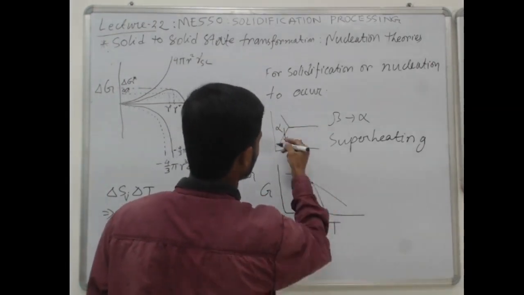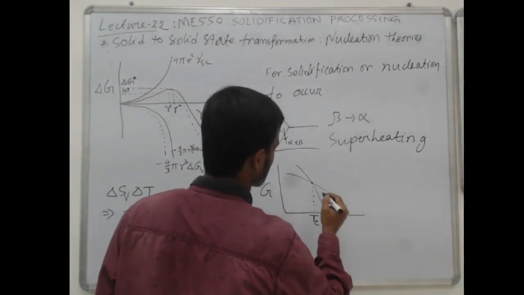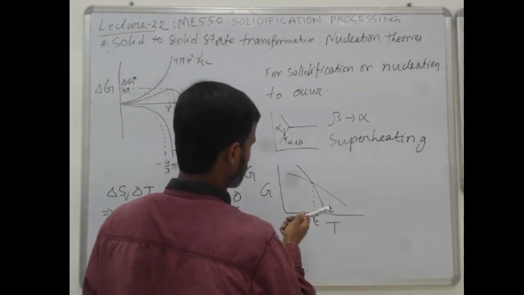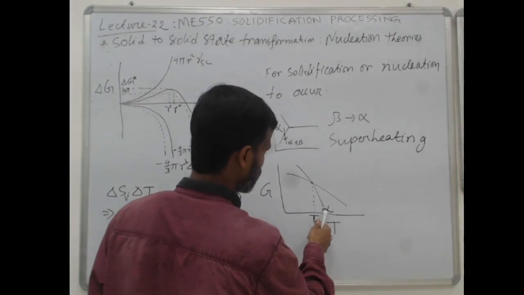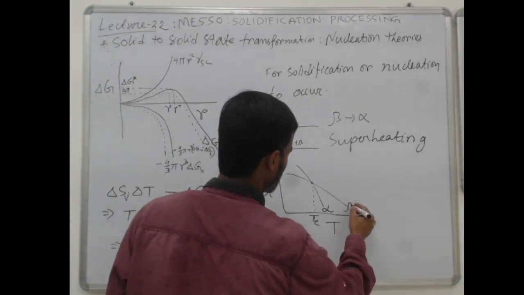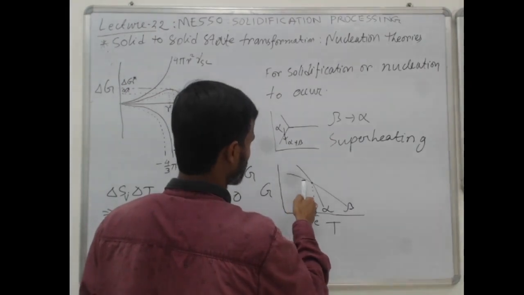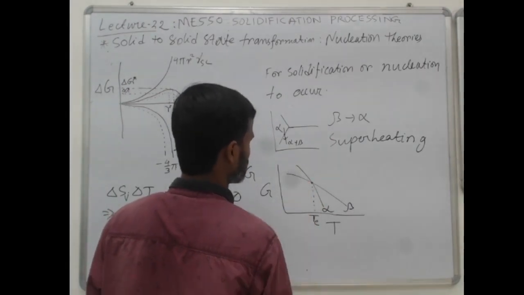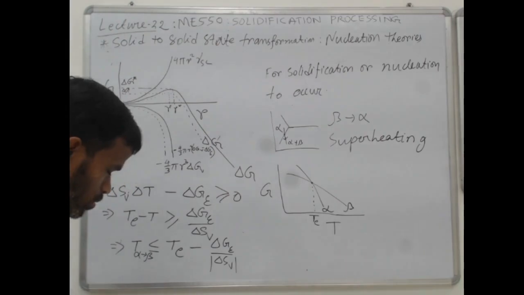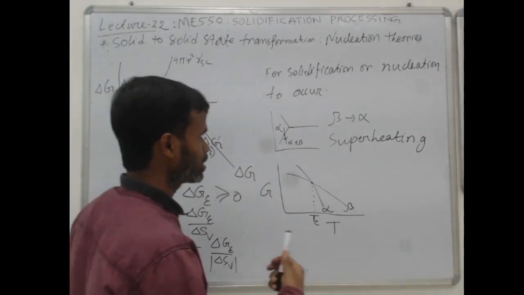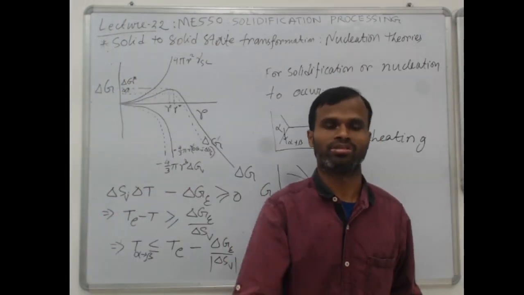Above this temperature, alpha phase is stable. So the alpha phase will have lower free energy and beta phase will have higher free energy. But below this, beta is stable, alpha is not, so alpha will have higher free energy. So for any kind of transformation, free energy will decrease.